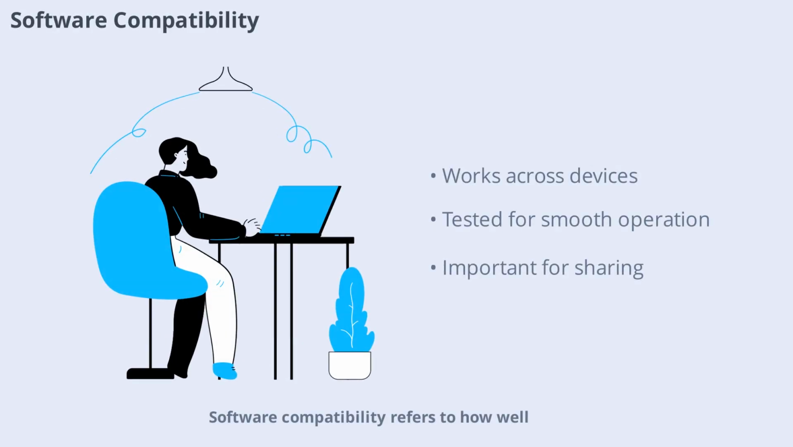Software compatibility refers to how well a program works with different devices, operating systems, or other software. Developers test their programs to ensure they run smoothly across various platforms. Compatibility is important for users who work with multiple devices or need to share files with others.